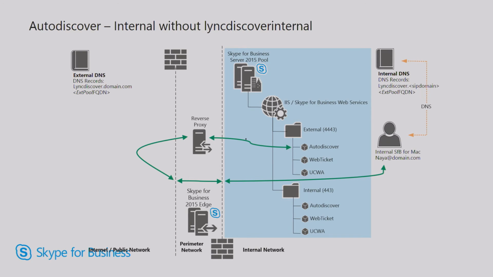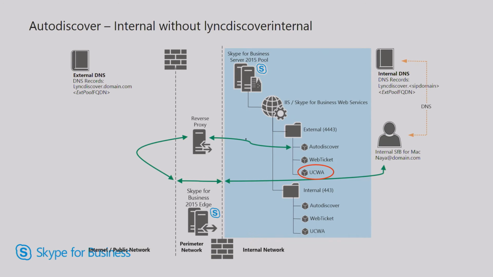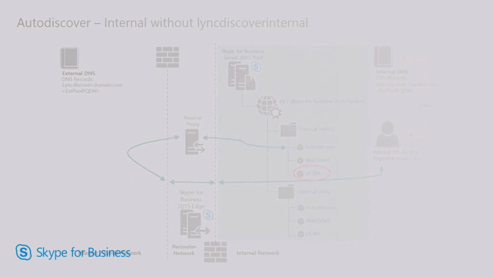The reverse proxy looks at auto discover. We get back that UCWA URL, which is in that auto discover response document, and we connect to UCWA internally. So even though you're doing the auto discover externally, once you get those addresses back, you're going to connect directly to UCWA internally. You won't hairpin that additional traffic. So that auto discover request is going to go out to the interwebs and then come back in, and then your traffic will stay internal.